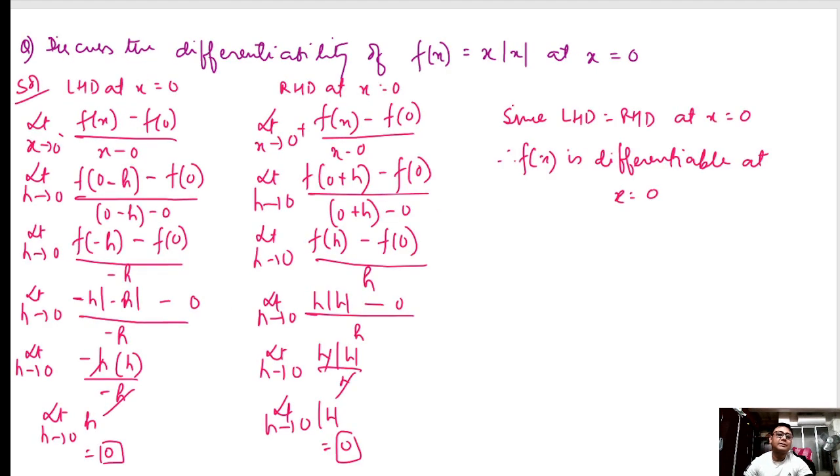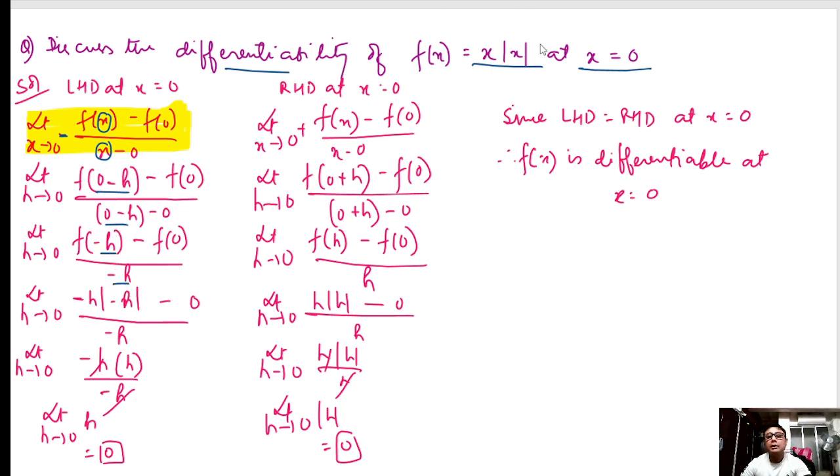Now let us see the next sum. Discuss the differentiability of this function at x equal to 0. So we are now testing the left hand derivative. That means I will take less than 0, this is how I will write, and so it is x tends to 0 minus. So 0 minus is 0 minus h. In place of x, I will put 0 minus h. Okay, so it is minus h.